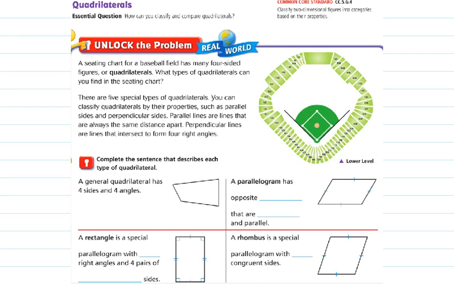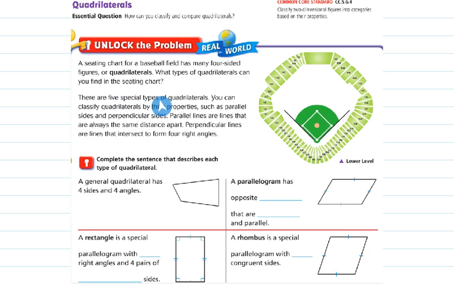Students, in lesson 11.3, we're going to be talking and working with quadrilaterals. Our essential question for this lesson is, how can you classify and compare quadrilaterals? So we're going to start with the real world and lock the problem. A seating chart for a baseball field has many four-sided figures or quadrilaterals. Which type of quadrilaterals can you find in the seating chart?